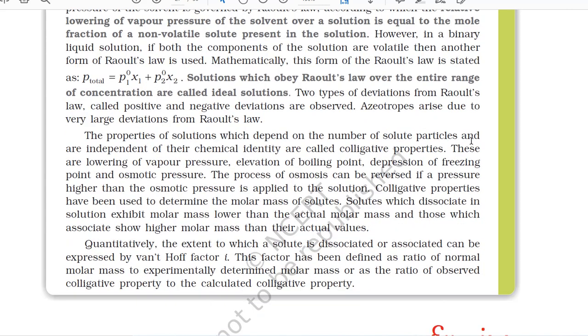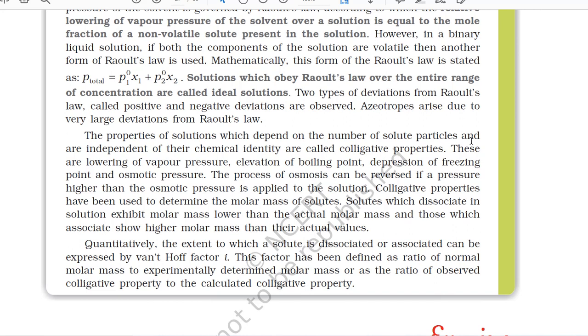The properties of solutions which depend on the number of solute particles and are independent of their chemical identity are called colligative properties. These are lowering of vapor pressure, elevation of boiling point, depression in freezing point and osmotic pressure. The process of osmosis can be reversed if a pressure higher than the osmotic pressure is applied to the solution. Colligative properties have been used to determine the molar mass of solutes. Solutes which dissociate in solution exhibit molar mass lower than the actual molar mass, and those which associate show higher molar mass than their actual values.